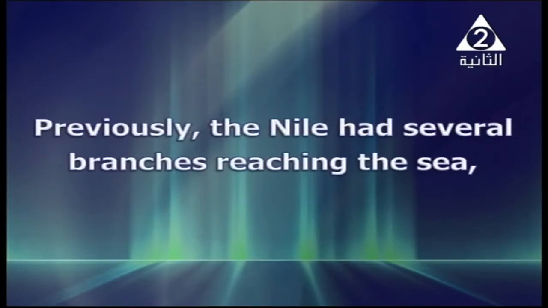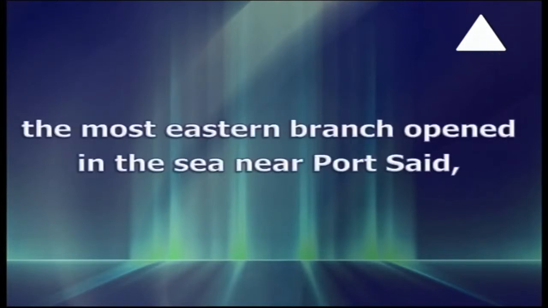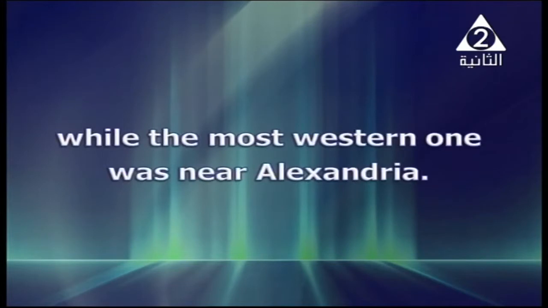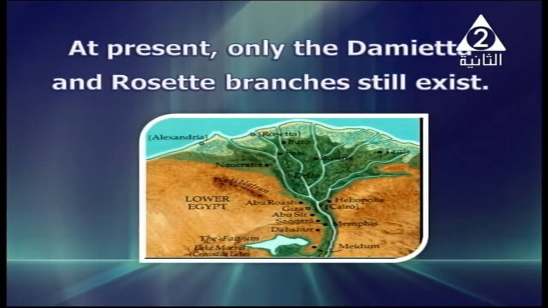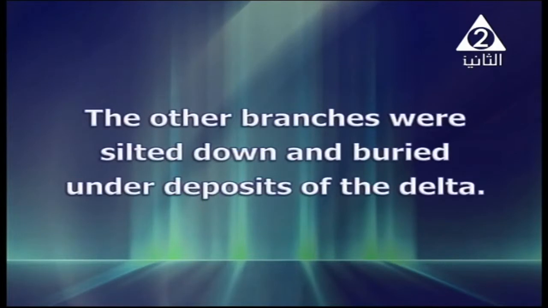Previously, the Nile had 7 branches reaching the sea. The most eastern branch opened in the sea near Port Said, while the most western one was near Alexandria. At present, only the Damietta and Rosetta branches still exist. The other branches were silted up and buried under the deposits of the delta.